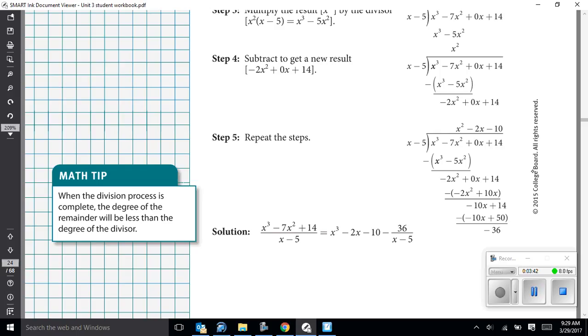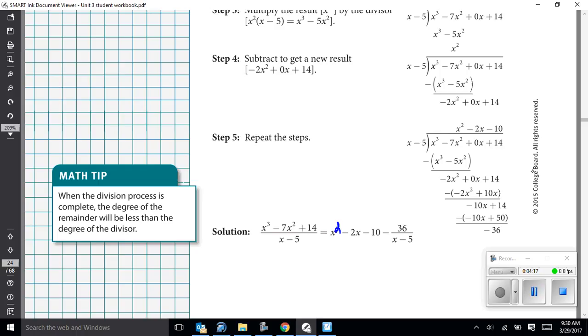So up here, this is supposed to be x squared minus 2x minus 10. So make the change in your books. Is it a squared in your book or is it a cubed? So x squared minus 2x minus 10, minus 36, and then divided by what we did, just like with our long division. That was our remainder divided by what we're dividing by. So when we divide these, this is what we get.